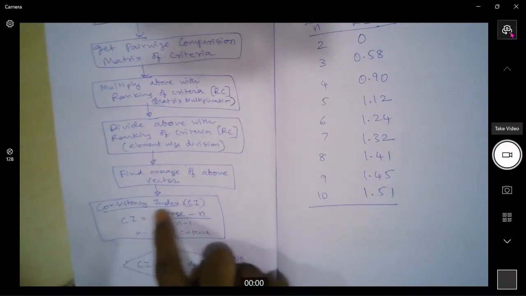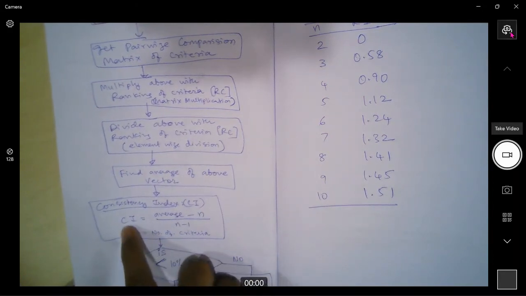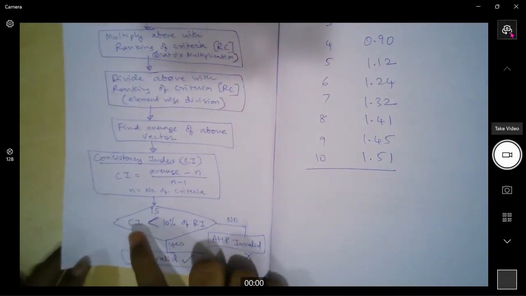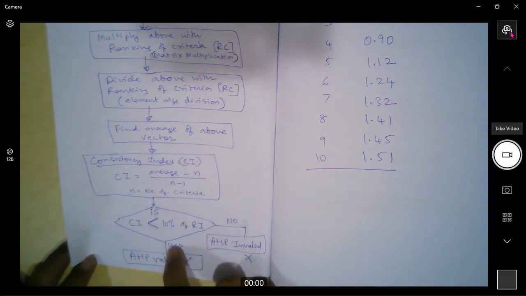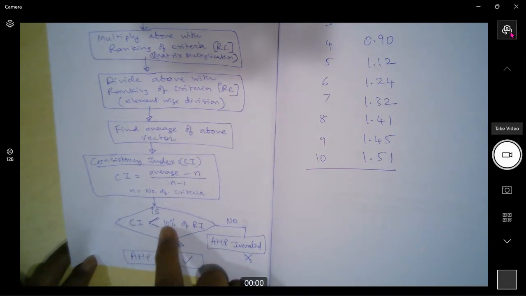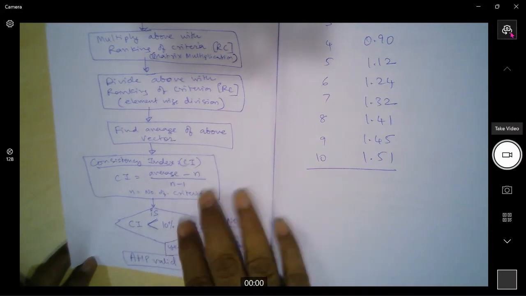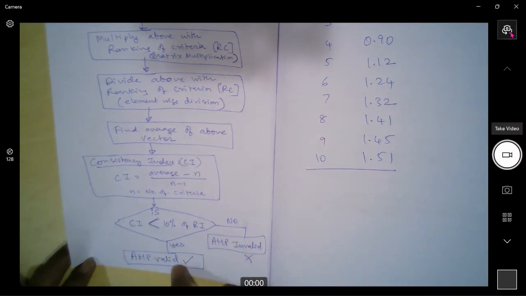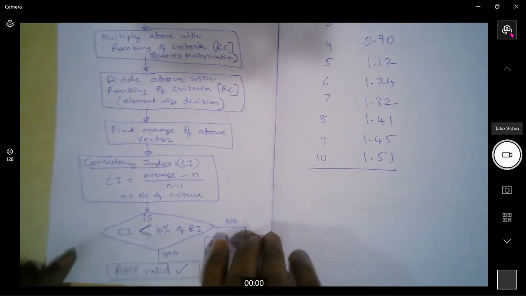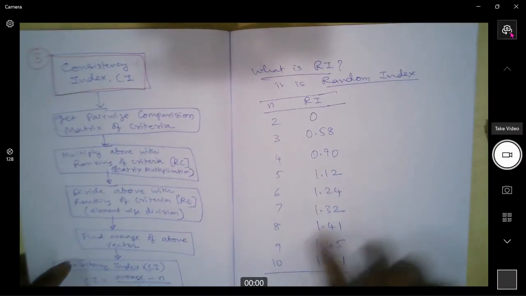Now from that you calculate the consistency index. Average minus n, divided by n minus 1, where n is the number of criteria. Then you will get the consistency index. Now if this consistency index is less than 10% of the random index, then you say AHP is valid. If the consistency index is more than 10% of the random index, then no, your AHP analysis is invalid. Therefore, your results are also not reliable. Most probably you will get a valid result only, because even the people who set the questions don't waste their time. But what is this RI?